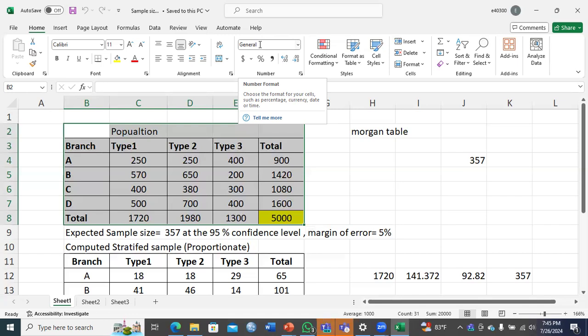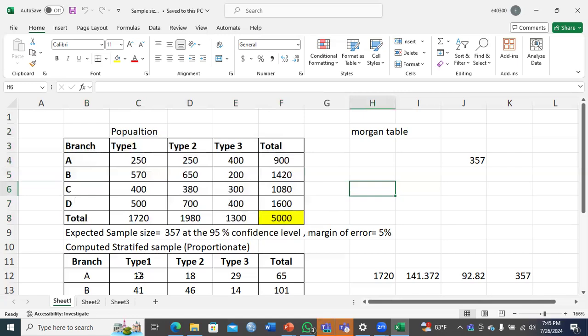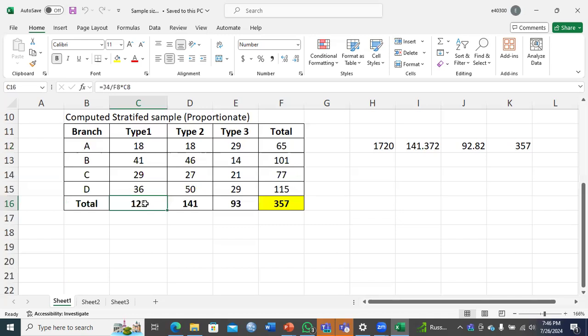Then we should have a proportionate sample. Okay, look at the formula. Get the idea. C4 means the C column. C4 means the 250 divided by C8. Again, 1220 into 123. What is the 123? Here, this one. Proportionately.